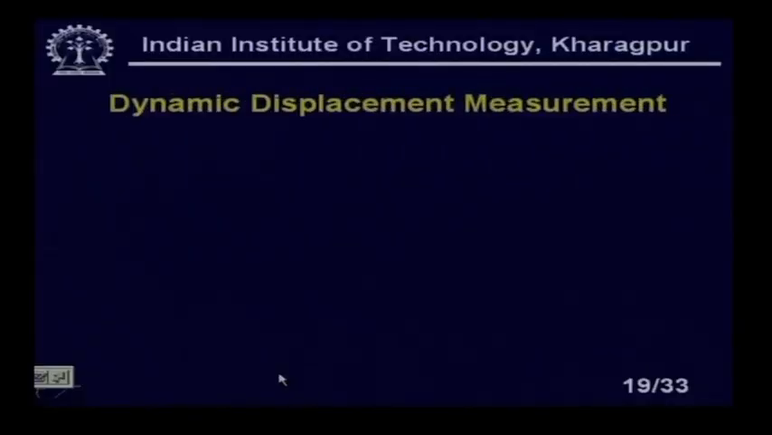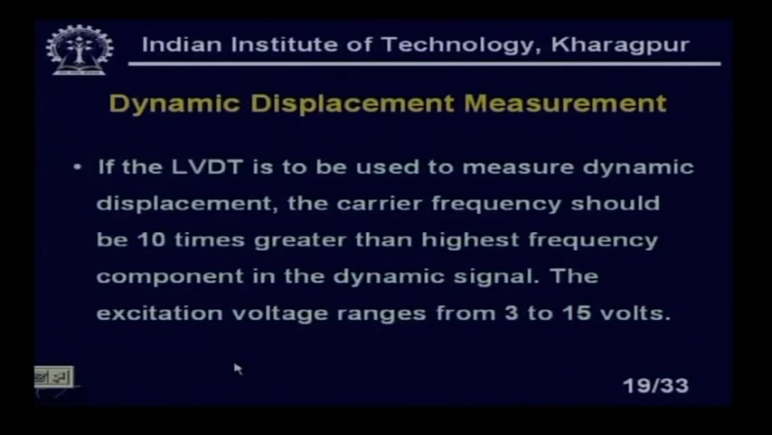Now, see the dynamic displacement measurements. If the LVDT is to be used to measure dynamic displacement, the carrier frequency should be 10 times greater than the highest frequency component in the dynamic signal. We will show the phase sensitive demodulation output after a few slides. The excitation voltage ranges from 3 to 15 volts, right, because in some situations I may need to make dynamic measurements, even though the frequency should not be that high.